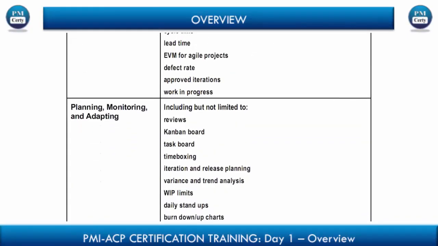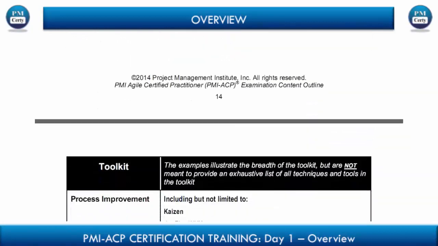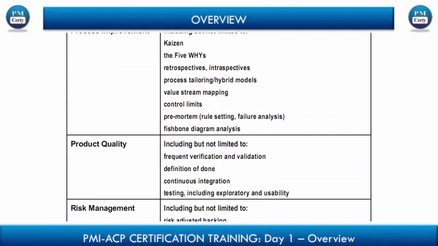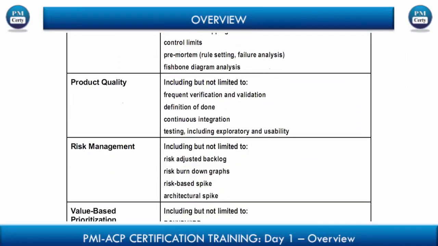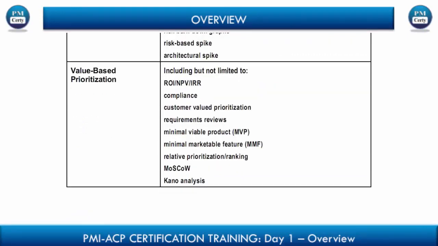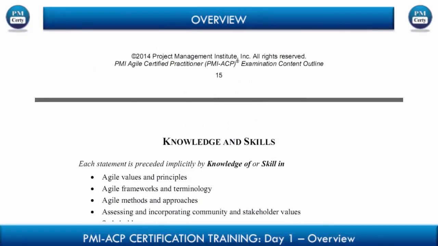Planning, monitoring, adapting, again very much into the waterfall cycle of agile. Process improvement, obviously in process improvement. Quality, again in process improvement. Risk management across several domains. Value-based prioritization. So for those of you who've done PMP, some of these terms like ROI, NPV, IRR will be familiar. But for those who are not, we'll anyway be touching on these as well. Okay.